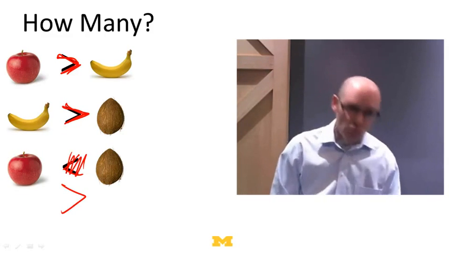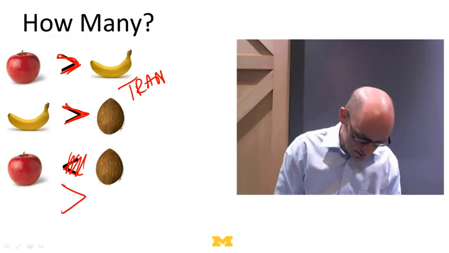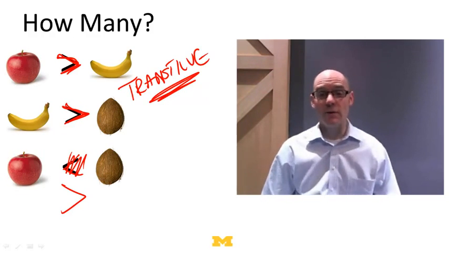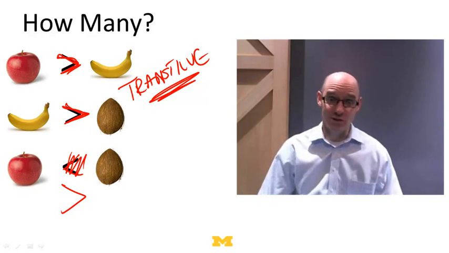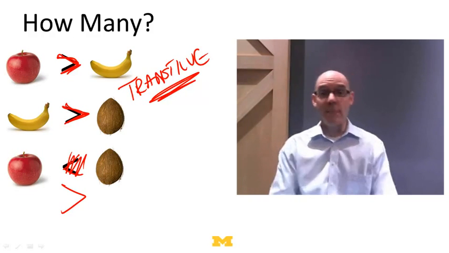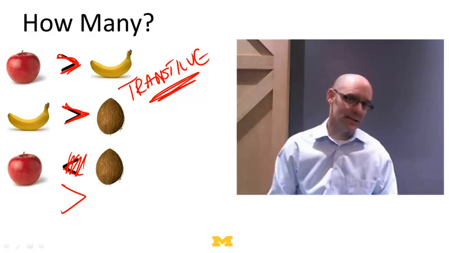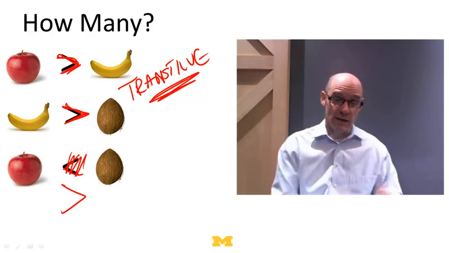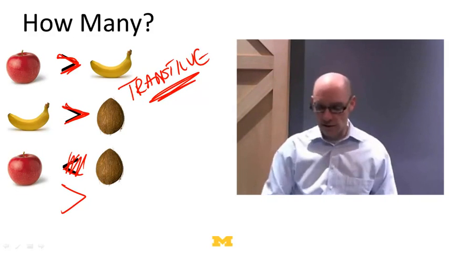These are what we would call transitive preferences. They satisfy a relationship called transitivity. And so we typically assume that people have transitive preferences. Another way to think about transitive preferences is that they're rational. It would be irrational to say, oh, I like apples more than bananas, bananas more than coconuts, but coconuts more than apples. That doesn't make any sense. So we think of rational preferences as being preferences that are transitive. If I like A more than B and B more than C, then I also like A more than C.